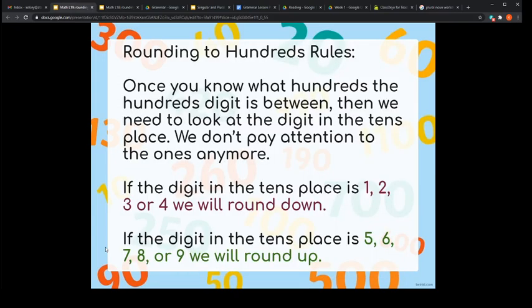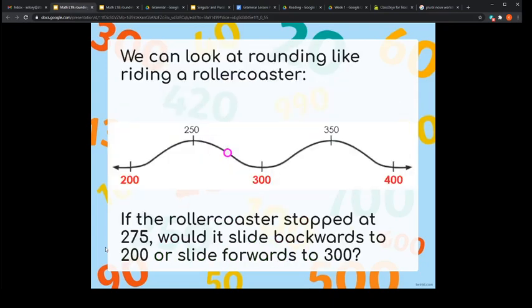Rounding to the nearest hundreds rules. Once you know what hundreds the hundreds digit is between, then we need to look at the digit in the tens place. We don't pay any attention to the ones anymore. If the digit in the tens place is 1, 2, 3, or 4, we will round down. If the digit in the tens place is 5, 6, 7, 8, or 9, we will round up.